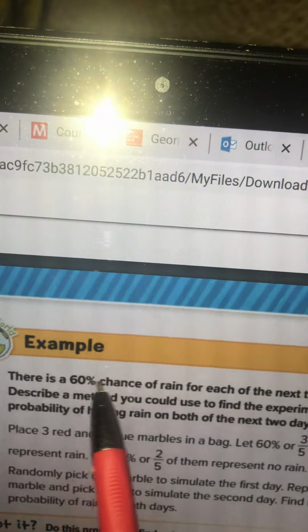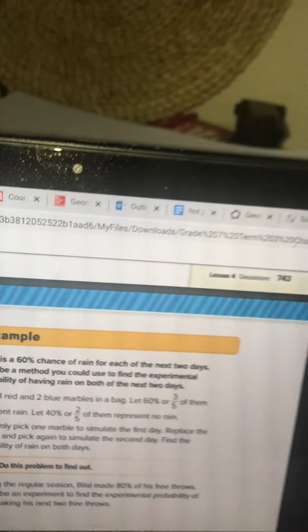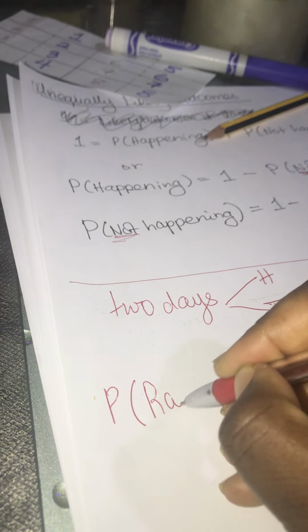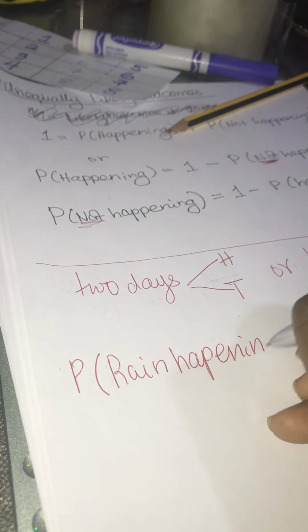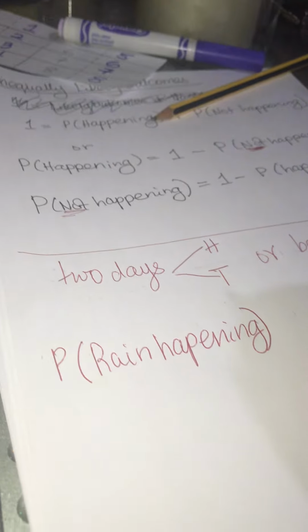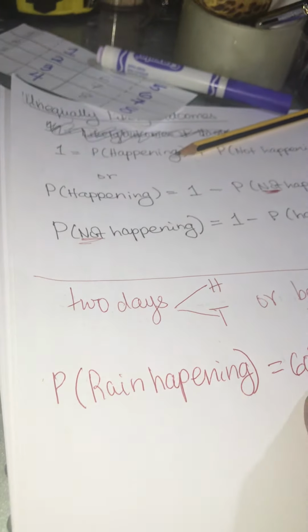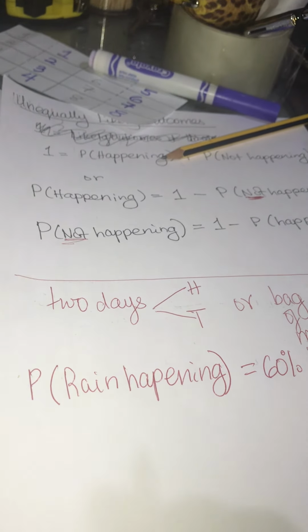Now, what are we measuring? They said 60% chance of rain. 60% chance of rain means the probability of rain happening is 60%. That's what they say.